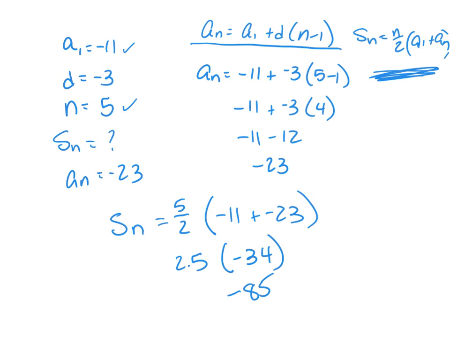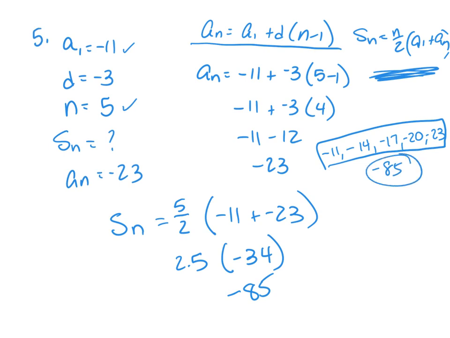Let's check that second one we just did. If my first term is negative 11 and D is negative 3, then my second term is negative 14. And then my third term, when I subtract 3, is negative 17, negative 20, and negative 23. Those are the first 5 terms of the series, right? Somebody add those up for me on the calculator and see what you get. And that's why it's the sum of the first 5 terms, which is what they wanted.